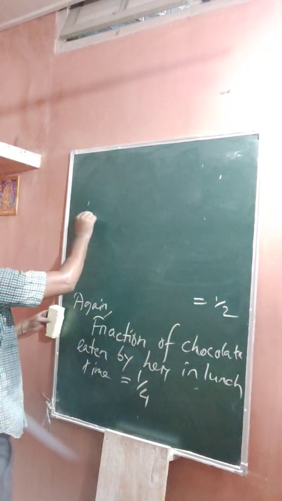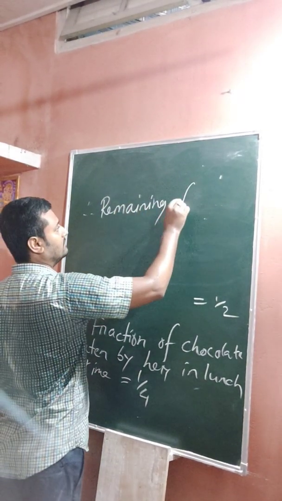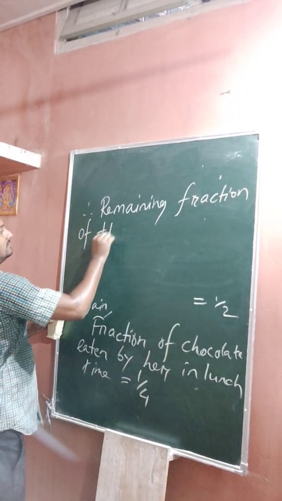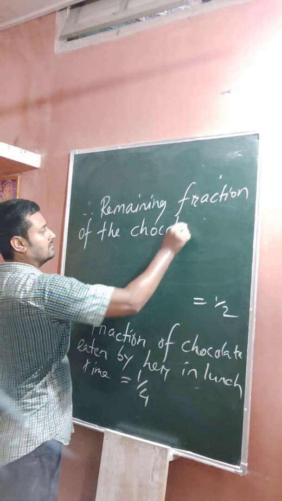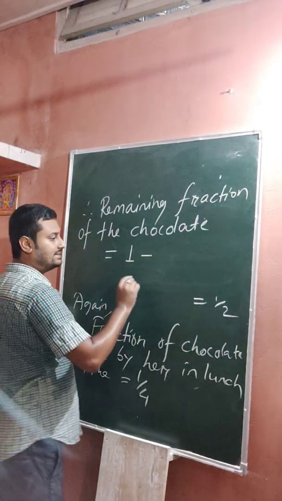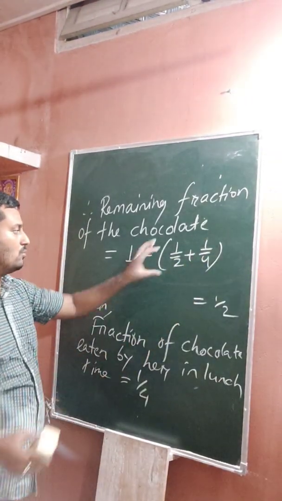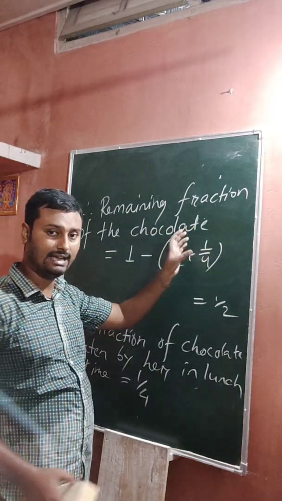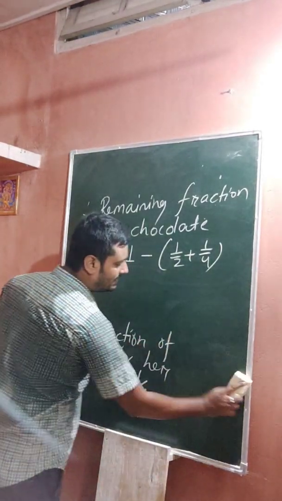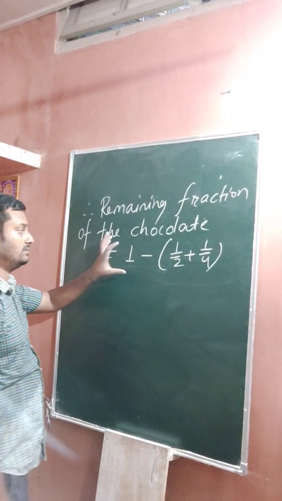So therefore the remaining fraction of the chocolate is actually the total chocolate, that means 1, minus the eaten part. You can write in the bracket, then you can write plus, because 1/2 is eaten in the bus and 1/4 is eaten in lunch. So whenever you subtract the sum of that part from 1, then you will be left with the remaining part. Why 1? Because total means 1, from 1 chocolate, from the full part, the total part.